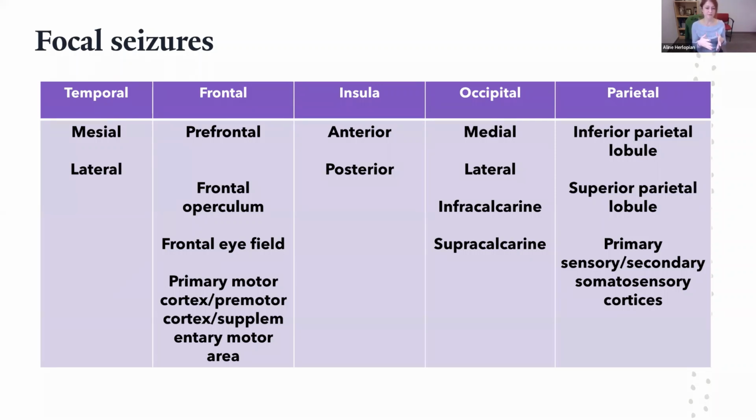The frontal eye field, that's where you have the gaze deviation with the versive head deviation, the primary motor cortex, the premotor supplementary motor area. And as we saw in the prior patient as well, we had it involved with specific manifestations. The anterior insula, the posterior insula, totally different.